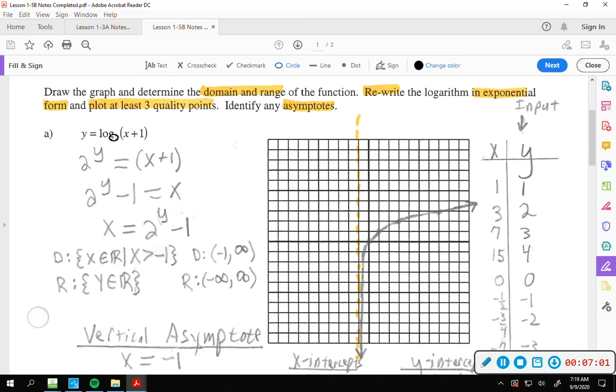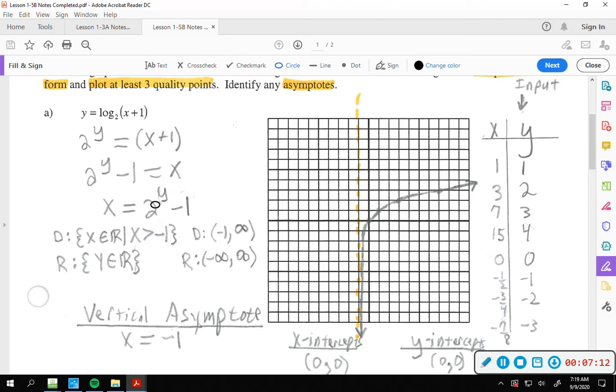What is log base 2 of 1? It doesn't matter what the base is. If I want to get 1 out, the exponent has to be 0. But better yet, it is actually easier to find the x-intercept by plugging 0 in for y. And we stumbled upon it right here.